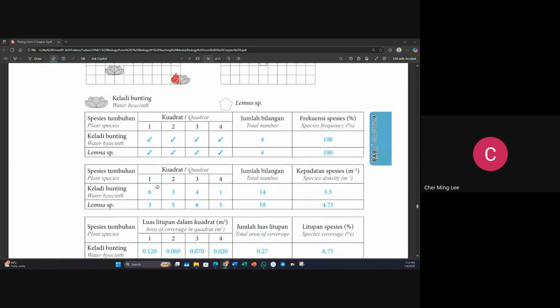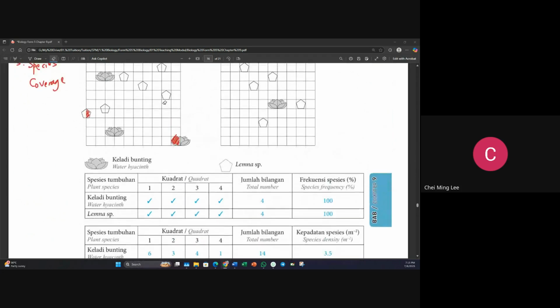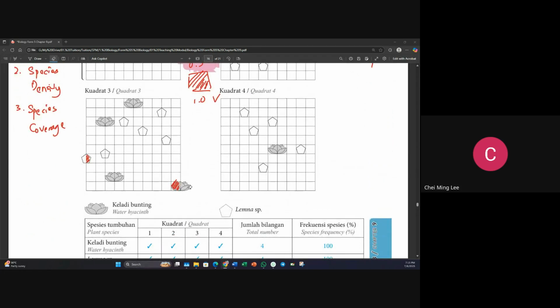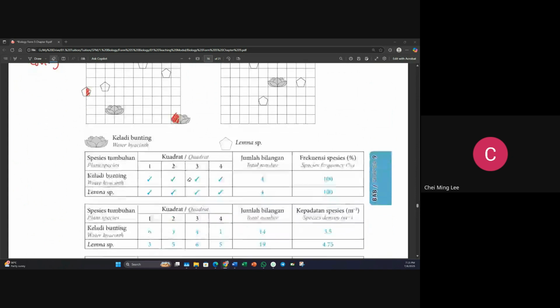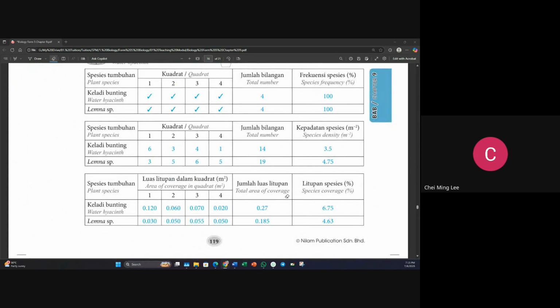Okay. And you see, for those that lie outside the quadrant, we only take the part inside. Do not count both. Like this one, we only take half. Don't take one. This one, we take only one. Don't take two. You understand? So you should get something like this, and then you should get 6.75% and 4.63%. Okay? So they are correct?